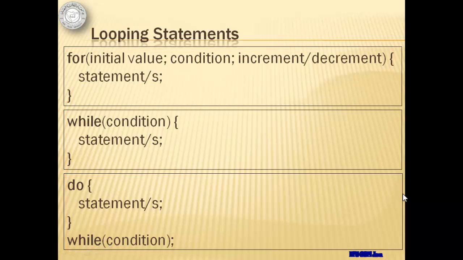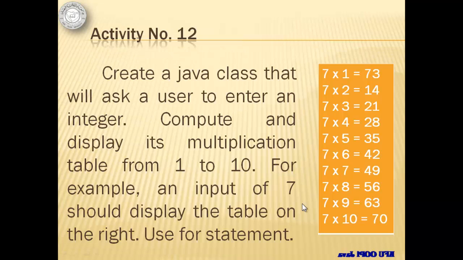Here are the formats of these statements. You can see that all three have a condition and a set of statements to do repeatedly. But although only the for statement has an initial value and increment or decrement, they can also be part of both while and do while when working with counters. Let's do activity number 12 to implement a loop.